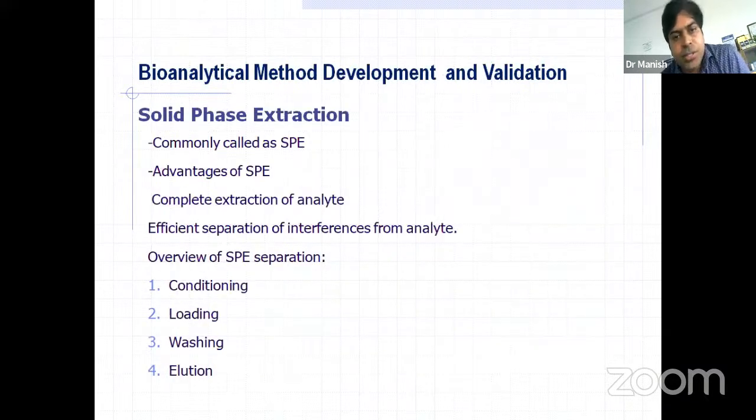The next extraction process is SPE, that is solid phase extraction. Here the principle of separation is adsorption. It is very similar to your chromatographic technique. Here we employ a sorbent, and we allow the plasma sample over this cartridge. The cartridge is filled with sorbent, and due to the affinity towards this sorbent, the separation takes place. This separation mainly has 4 steps: conditioning, loading, washing, and elution.